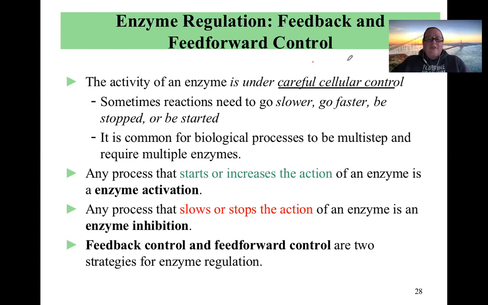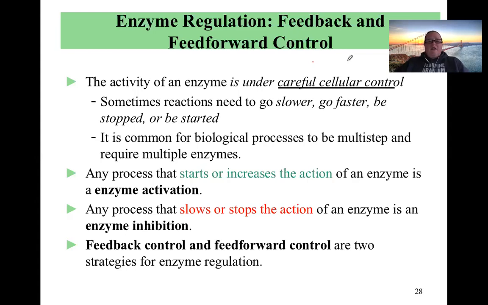Any process that slows an enzymatic reaction down, or slows down catalysis or stops catalysis, is called enzyme inhibition. It's being inhibited, it's being slowed down, it's being maybe even stopped. So the two types of enzyme activation and enzyme inhibition that we're going to talk about are feedback control and feed-forward control.